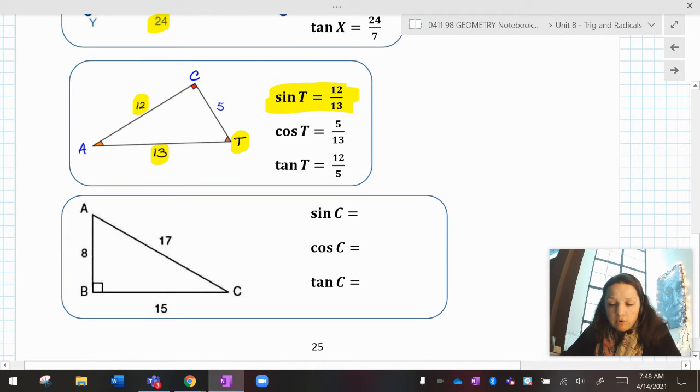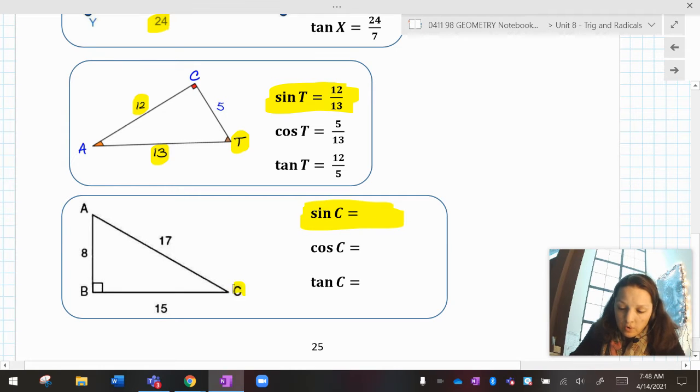So if we come down here to the bottom one and I want sine C, I'll say, okay, C. The number on top needs to be the number that's far away. That would be 8. And the number on the bottom is the hypotenuse, which is 17. So sine C, based on the pattern, looks like it's going to be 8/17. Okay. Now let's do the next one.